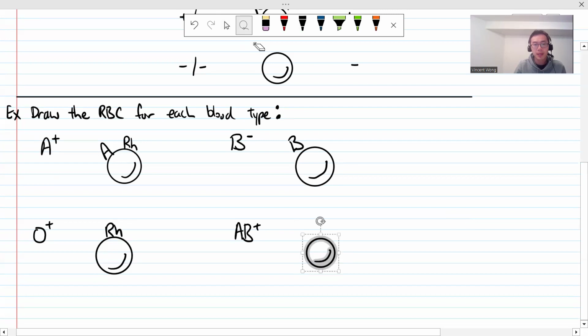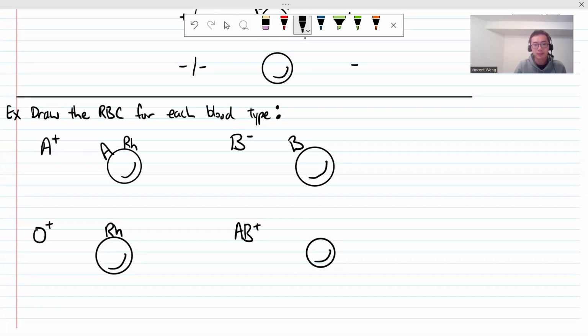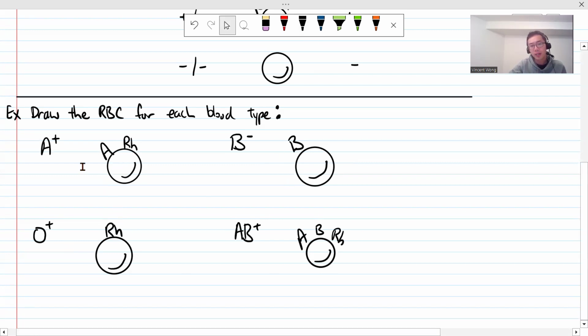And then for AB positive, what do we have for AB positive? There's going to be A, there's going to be B, and then there will also be RH. Right? That's all. Are we comfortable with the meaning of these blood types? Like ABO and RH together and what they look like? If you have a question, you need to ask now. It's only going to get more complicated.